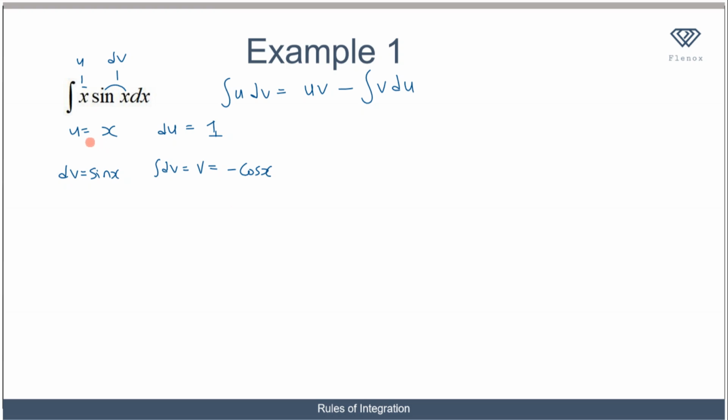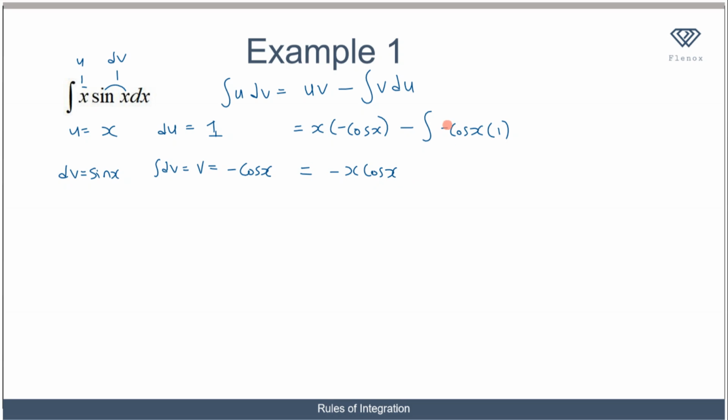So now I've gotten the values of u, du, dv and v, and I can apply them to my formula. My formula says I should multiply u and v. The value of u is x, and the value of v is minus cos x. Then minus the integral of v, where the value of v is minus cos x, and the value of du is 1. So what does this turn out to be? This turns out to be minus x cos x.